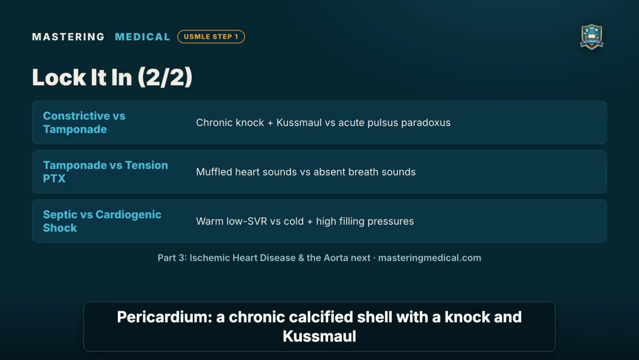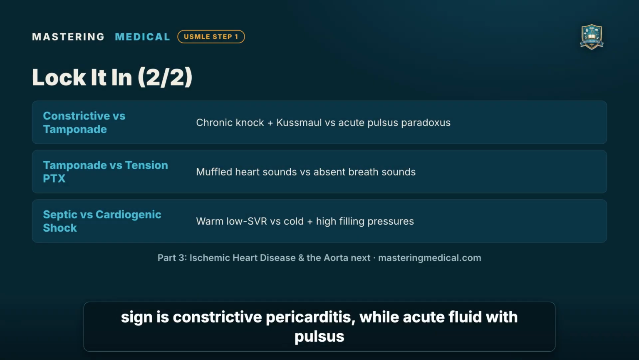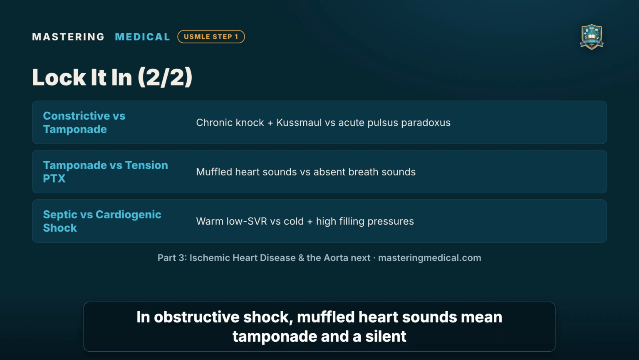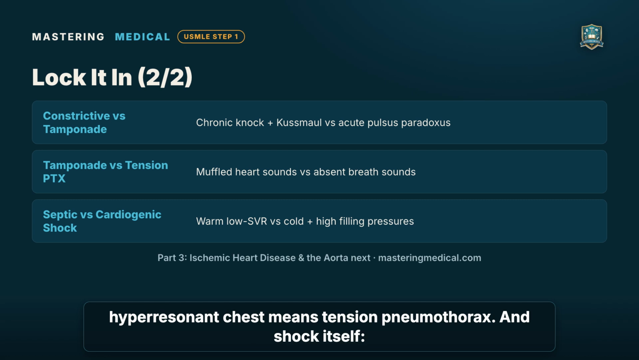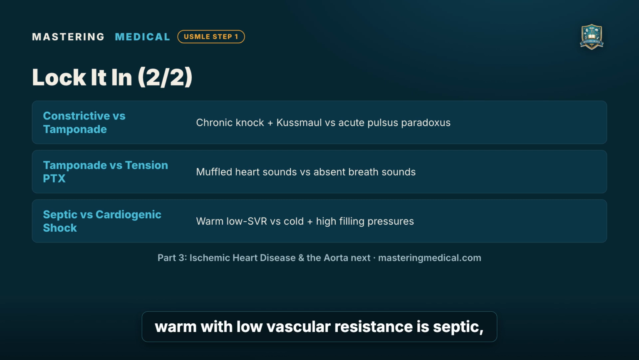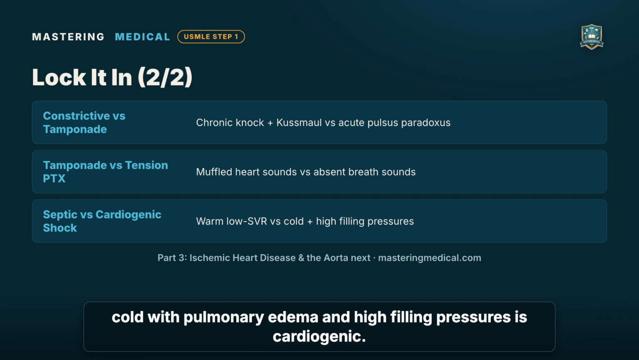Pericardium: a chronic calcified shell with a knock and Kussmaul sign is constrictive pericarditis, while acute fluid with pulsus paradoxus and muffled sounds is tamponade. In obstructive shock, muffled heart sounds mean tamponade, and a silent hyperresonant chest means tension pneumothorax. And shock itself: warm with low vascular resistance is septic, cold with pulmonary edema and high filling pressures is cardiogenic.